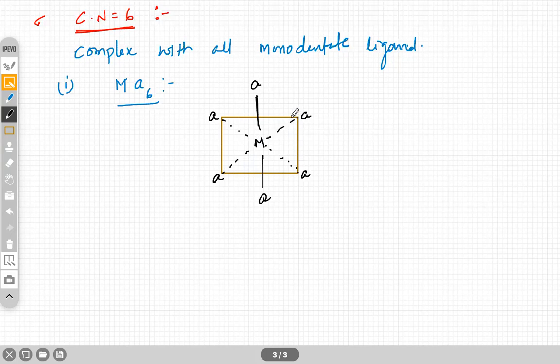Right? Now you see, since all ligands are same, anywhere if you change the position of A, this A you place here, this A you place here, this does not make any difference. Hence, in this case, we have no geometrical isomerism possible, no GI for this. Did you understand this? Yes, sir. Any doubt? No, sir.